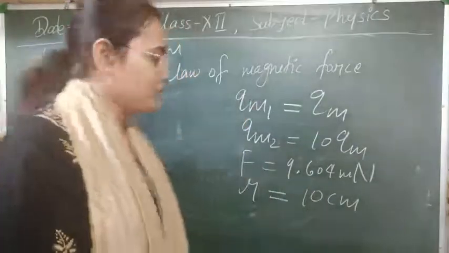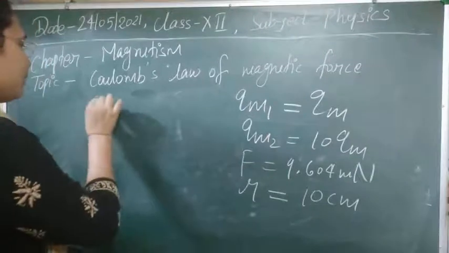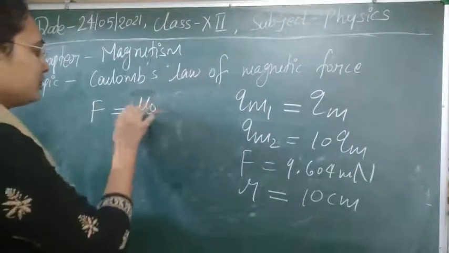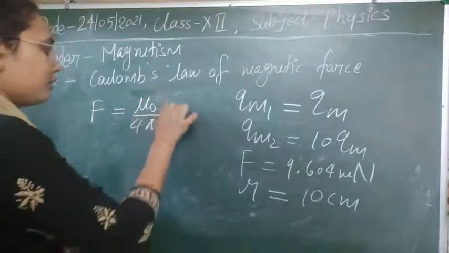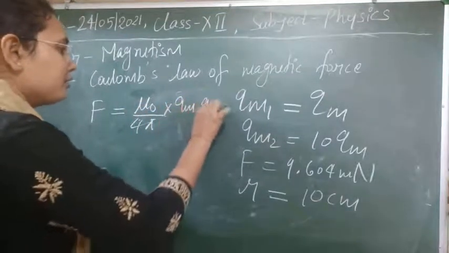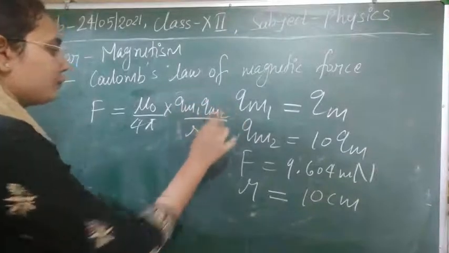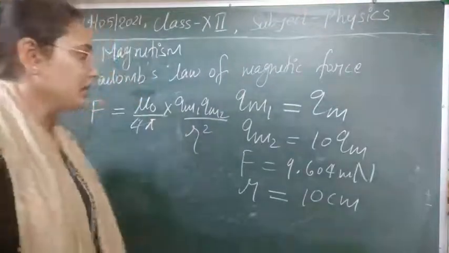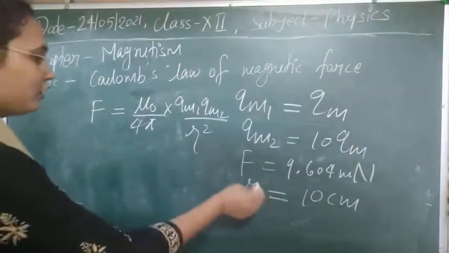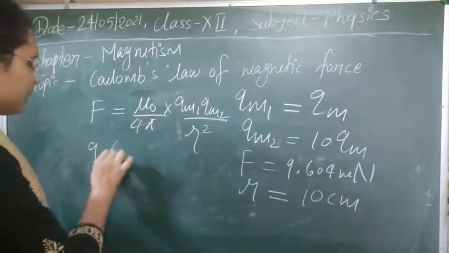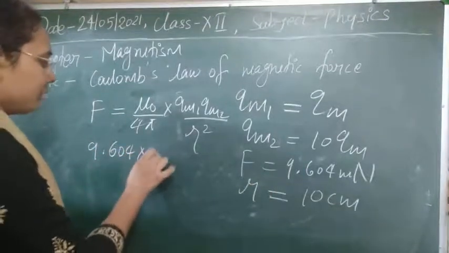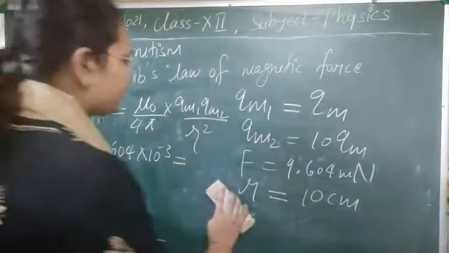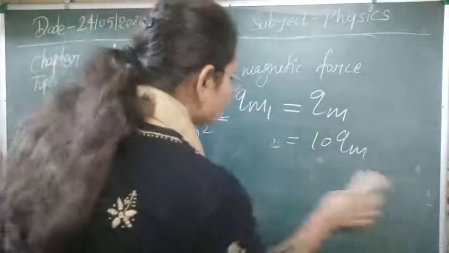For this one, we have the Coulomb law of magnetic force, that is F equals mu 0 upon 4 pi into Qm1 Qm2 upon R square. From this formula we can easily calculate, as these data are given in our question. The value of force is 9.604 millinewton, so let's write 10 power minus 3, and after that write down the values.